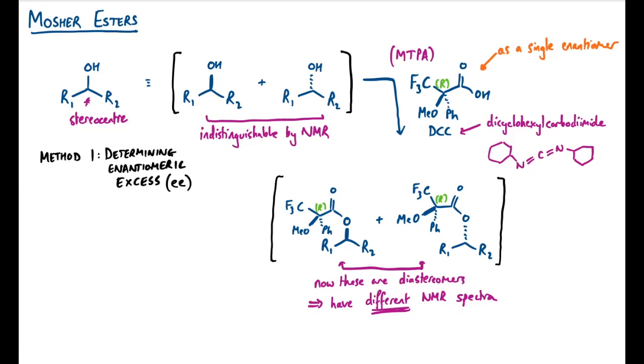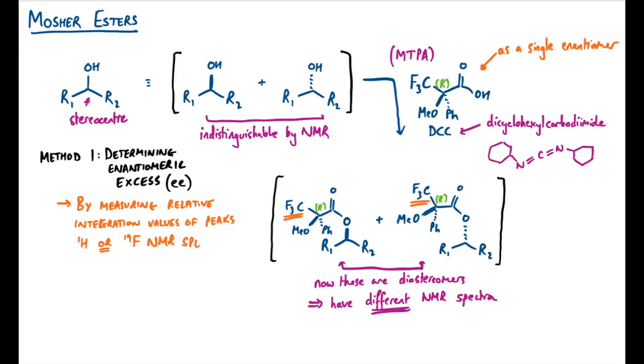Now, a useful feature is that they have a trifluoromethyl group on them, which we'll see is incredibly useful later, but for now just gives us a simplification. So we can determine the enantiomeric excess by measuring the relative integration values of peaks in both, say, the proton NMR or the fluorine NMR. Now, depending on how complicated your molecule is, in the proton spectrum, you're likely to be doubling up lots of the peaks there. It might get a bit messy.